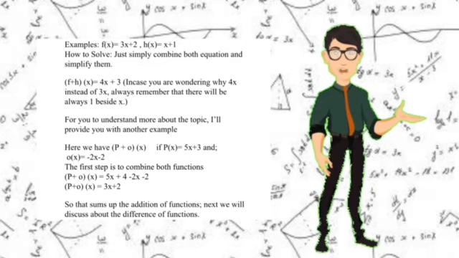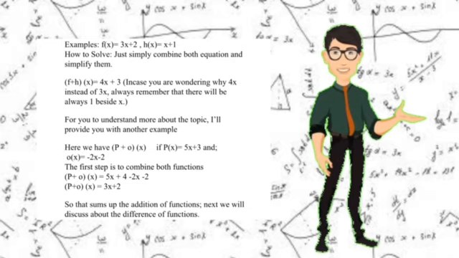For you to understand more about the topic, I'll provide you with another example. Here we have (p + o)(x). If p(x) equals 5x plus 3 and o(x) equals negative 2x and negative 2. The first step is to combine both functions. (p + o)(x) equals 5x plus 3, negative 2x and negative 2. (p + o)(x) equals 3x plus 1. So that sums up the addition of functions.